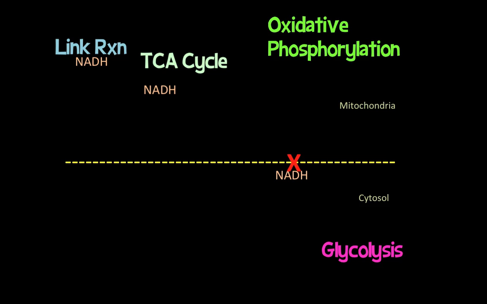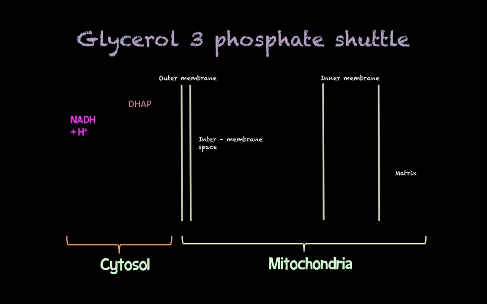So if the NADH that is produced by glycolysis can't get into the mitochondria, there must be some way to at least get a pair of electrons from the NADH molecule to oxidative phosphorylation. In other words, for it to reach the electron transport chain. Now, there are different shuttle systems that the mitochondria use to get that pair of electrons from the NADH into the electron transport chain. We're going to be looking at two of them.